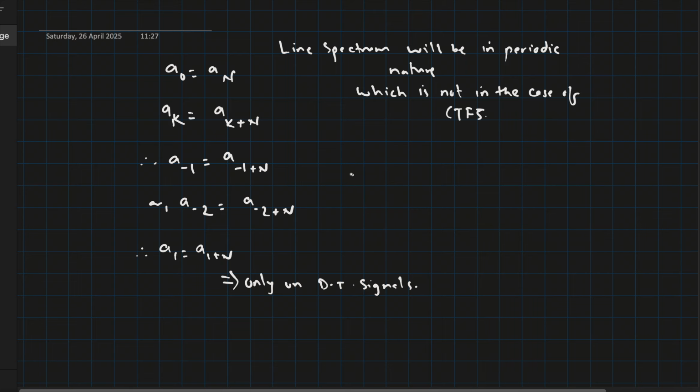Therefore, CTFS coefficients a k are not periodic, whereas DTFS coefficients a k are always periodic.